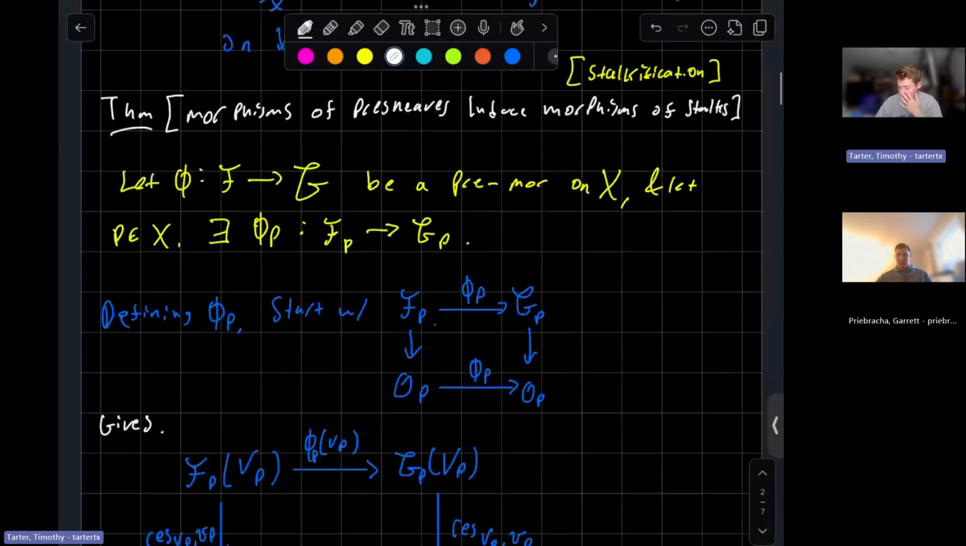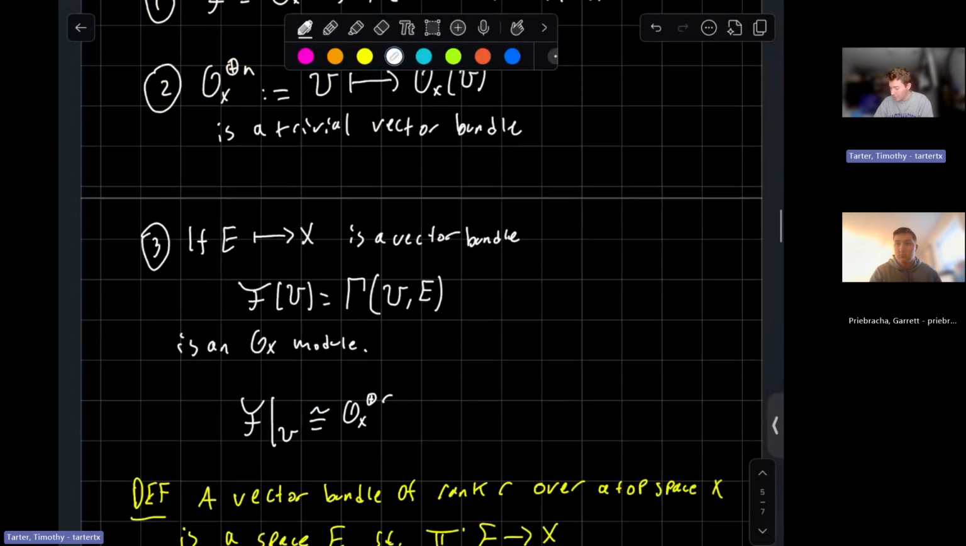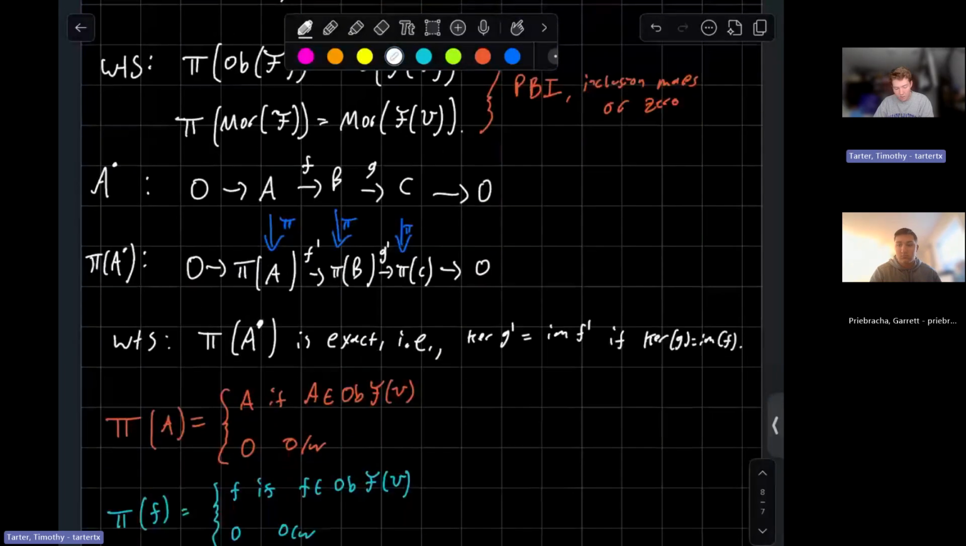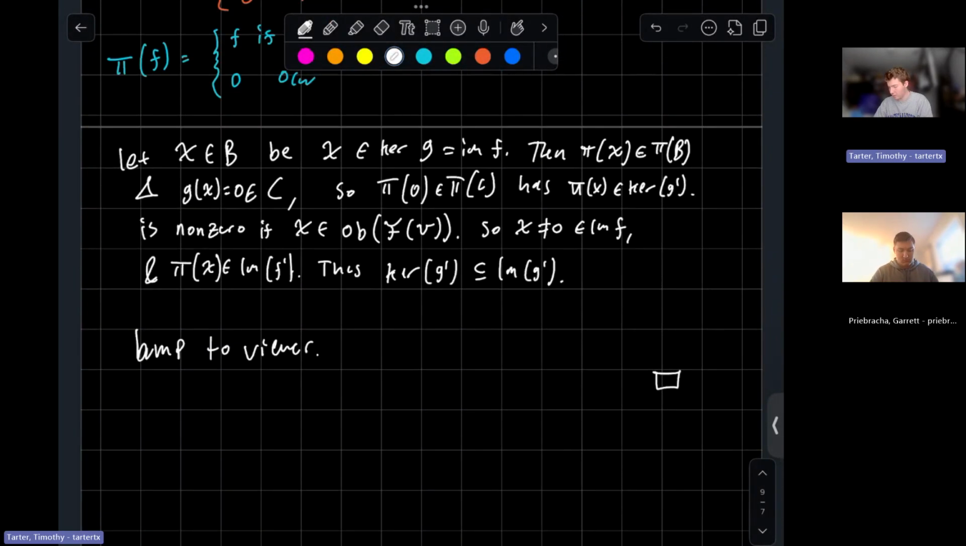Okay. So pretty good day today. We made it through actually a bit of material. We'll start up tomorrow with an if and only if proof about exact sequences of presheaves. And then we'll talk about sheafification.